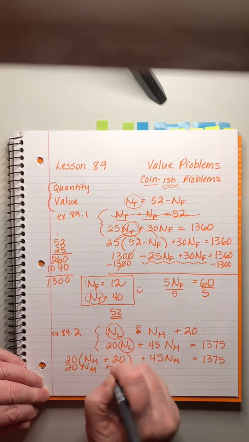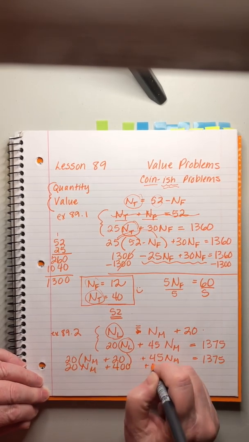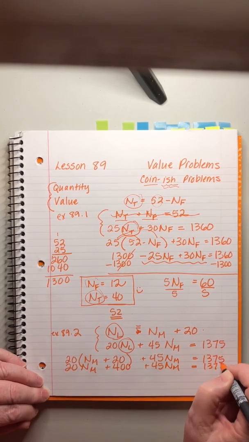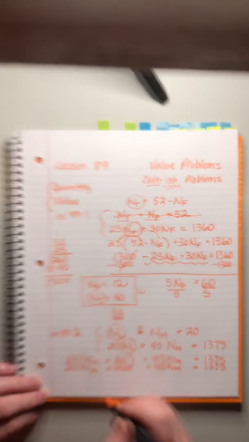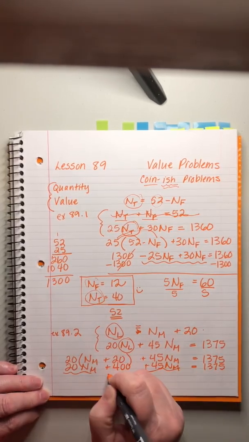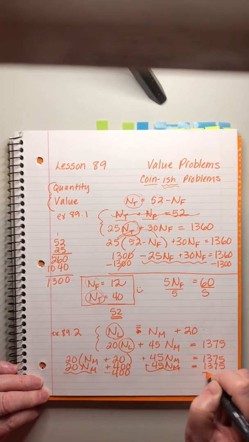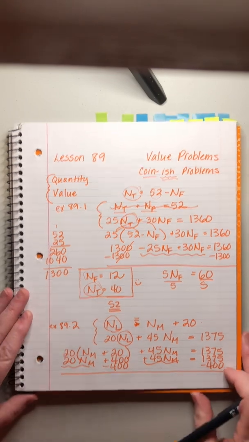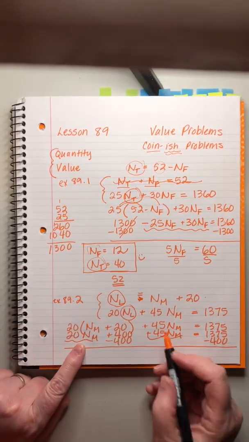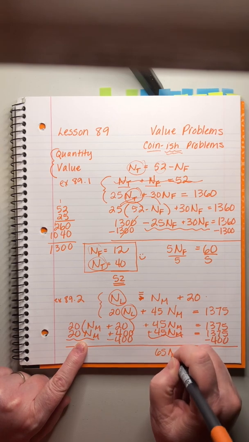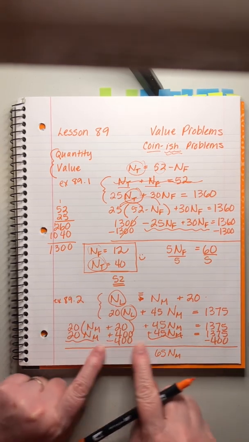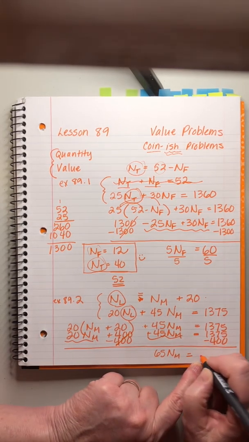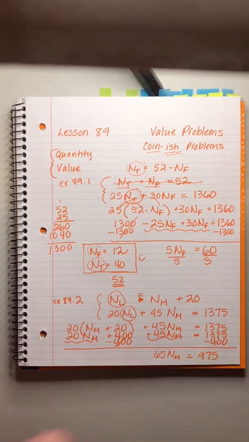Okay, ready? 20 NM plus 400 plus 45 NM equals that same number, right? I'm just distributing. Now let's combine the two NMs and we'll subtract the 400 at the same time. And what we get is, I'm getting down to the bottom of my page, 65 NM, right? The 20 and the 45. This cancels, equals 975.